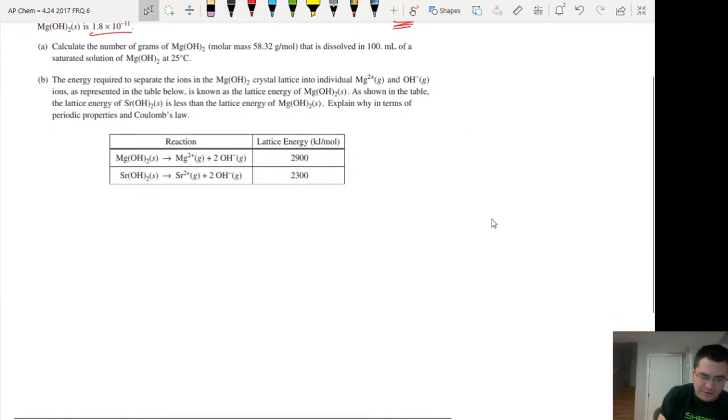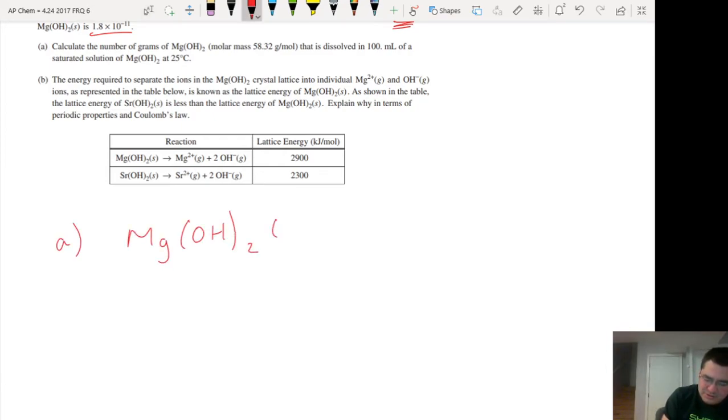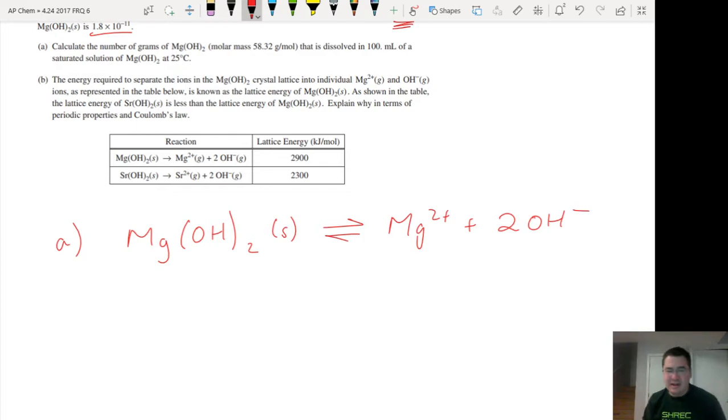So, we'll start out with the chemical reaction. Mg(OH)2, solid. When it dissolves in water, what are the ions present? Mg2+, and how many hydroxides? Two. Yep, 2 hydroxides. Okay, so that's the dissolution process. And if we write out the K expression, we call it sp because this is a solubility product.